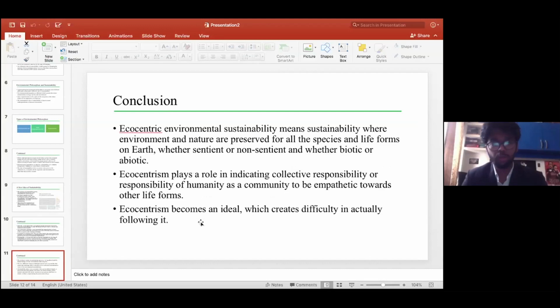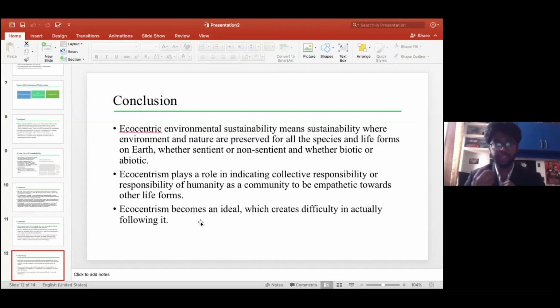To conclude, ecocentric environmental sustainability means sustainability where environment and nature are preserved without compromising the ecosystem at large.